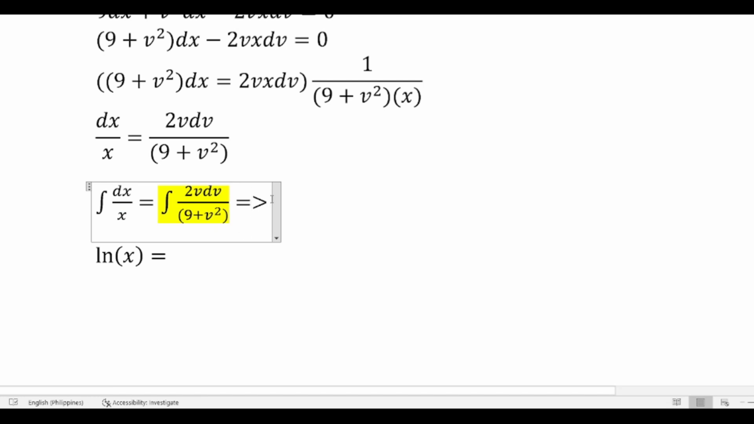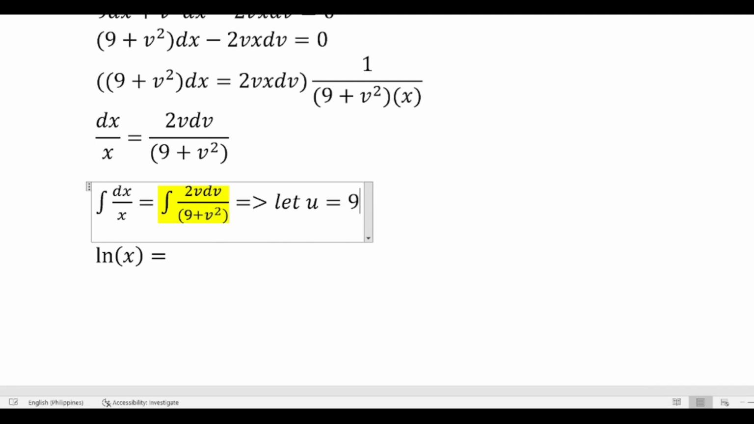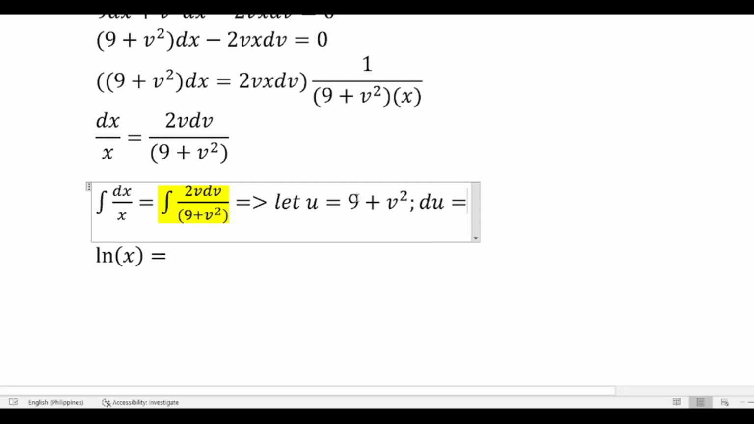Okay. So if we're going to be using u substitution, we're going to let u equal this term, okay? Of course, you know this one. It's basic integration: 9 plus v squared. Now that we have the u, of course, we're also going to have a du. And du is equal to the derivative of this one, simply 2v dv.